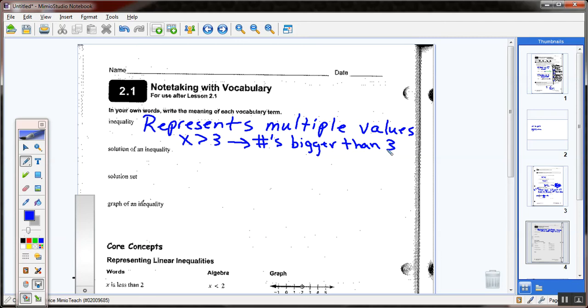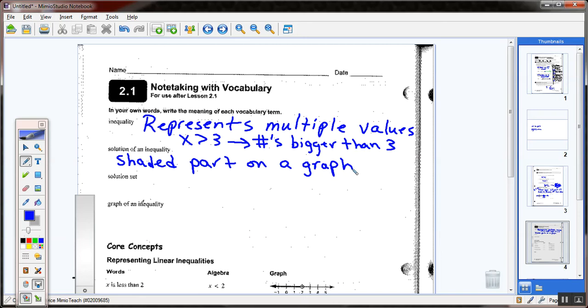Okay? A solution of an inequality is simply any value that makes the inequality true. On a graph of an inequality, a solution of an inequality is the shaded part on a graph. So if you ever hear me say, what's the solution of the inequality? Say, well, it's all those values in the shaded region. If I ever ask, is a value a solution, you're just going to look at the graph and say, well, it's in the shaded region, so yes.